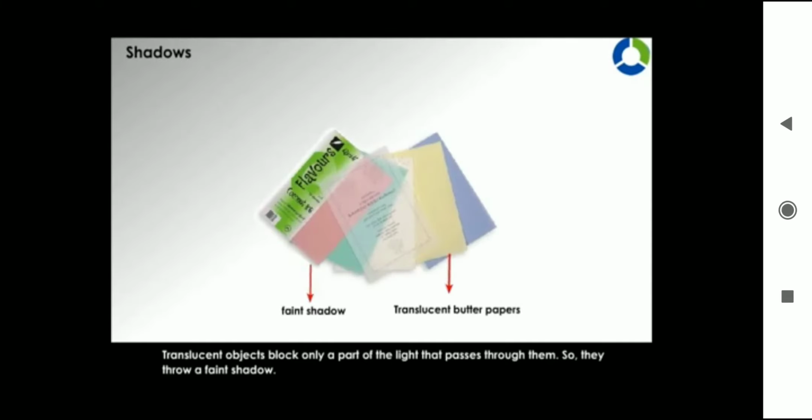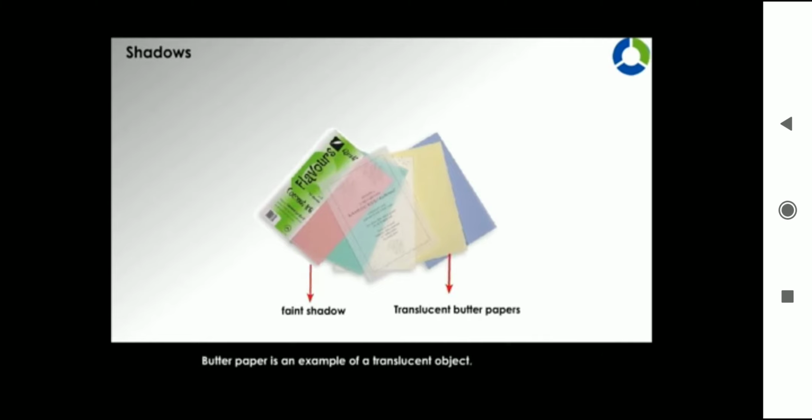Translucent objects block only a part of the light that passes through them. So, they throw a faint shadow. Butter paper is an example of a translucent object.